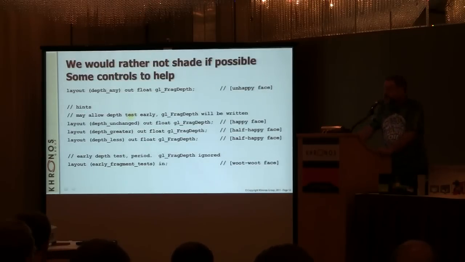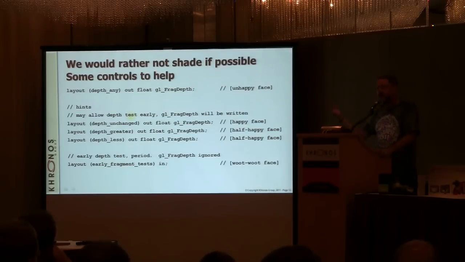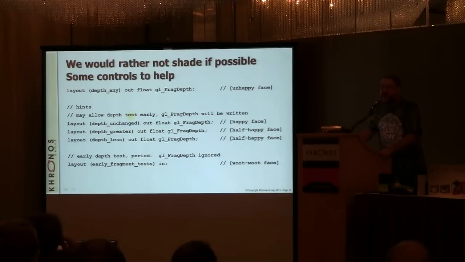So we also have some controls to help you, because we really don't want to shade if possible, and there are a lot of times where we can avoid that. Modern computer graphics with depth buffers do a wonderful job of avoiding a lot of computation. In the past, with GLSL, if you wrote frag depth, we had to be really conservative, and we had to assume you could be writing any value at all there. This set of controls gives the compiler and the driver a hint that you don't have to be that conservative.